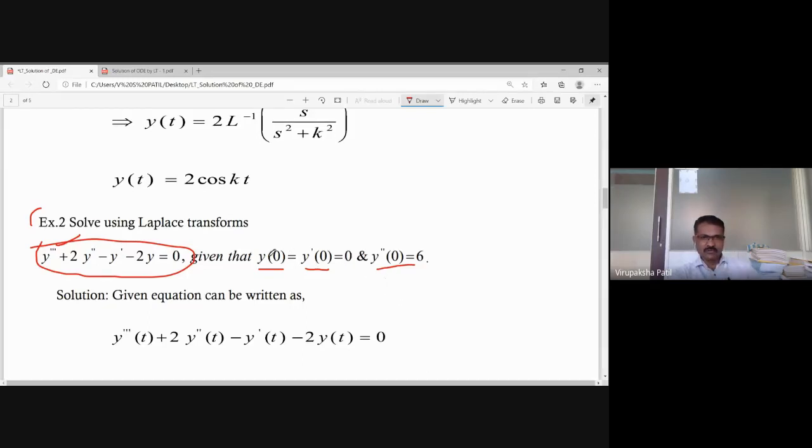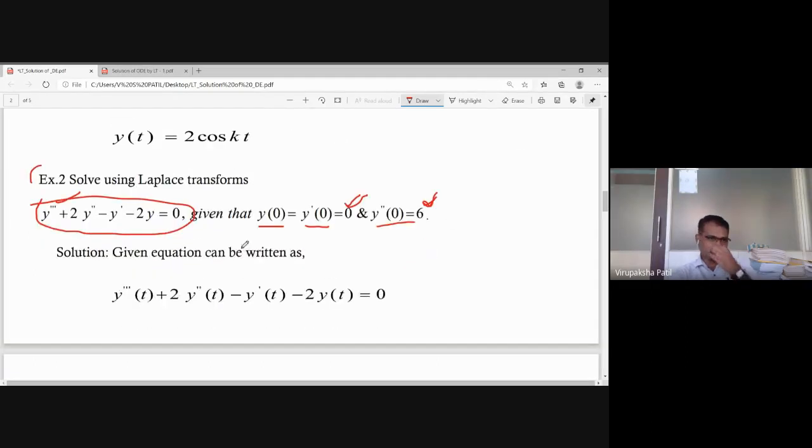See what they have given? Y dash at t equal to 0 is 0, y double dash at t equal to 0 is also... what is this? 6. Sorry. Y at t equal to 0 is 0. Y dash at t equal to 0 is 0. Y double dash at t equal to 0 is 6.